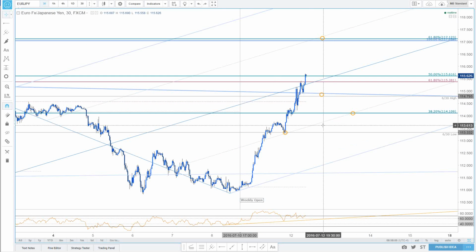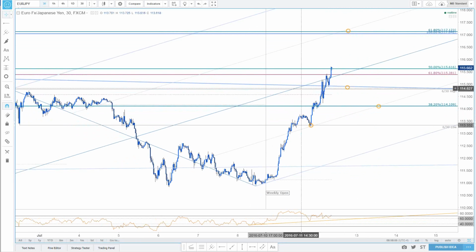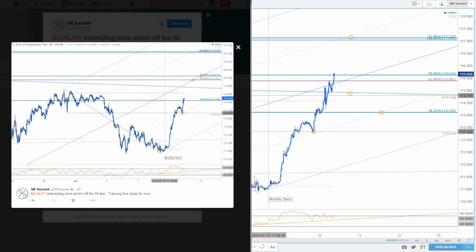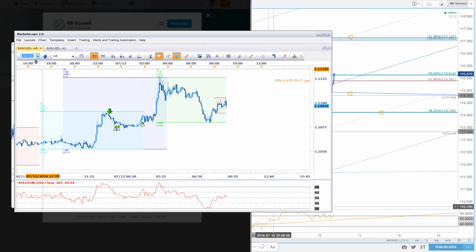Look for some near-term support near 114.80, 114, and again, inevitably looking for long entries on a stretch into this key region of resistance. Keep in mind, Euro Yen has a much larger ATR than our typical scalp. In fact, let's take a quick look at what the ATR is on this right now.